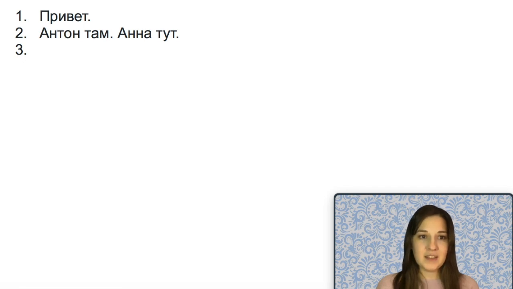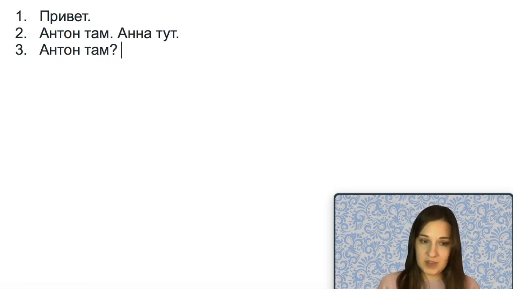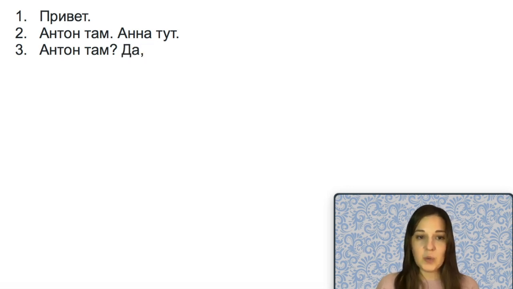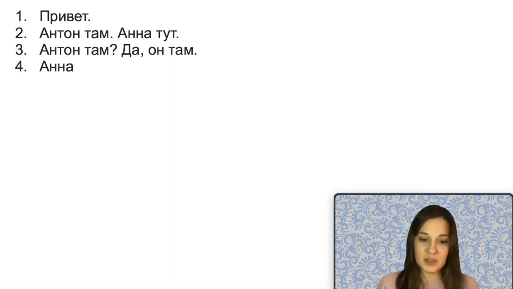Is Anton there? To form a question, we don't change the word order. So Антон там and the question mark at the end of the sentence. Антон там? Yes, he's there. Да. He, он, is not used in the present in Russian. There, там. Да, он там. Is Anna here? Тут.